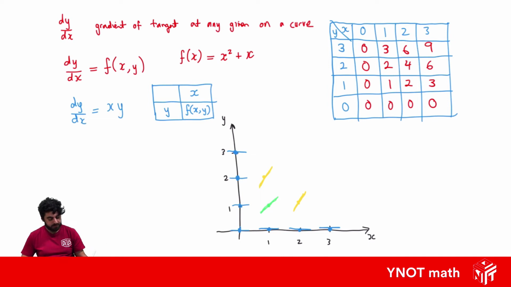Let's look at the points 1, 3 and 3, 1. We have gradients of 3. So those gradients again are a little steeper. So we draw them in like that. At 2, 2, we've got a gradient of 4, which is again slightly steeper.